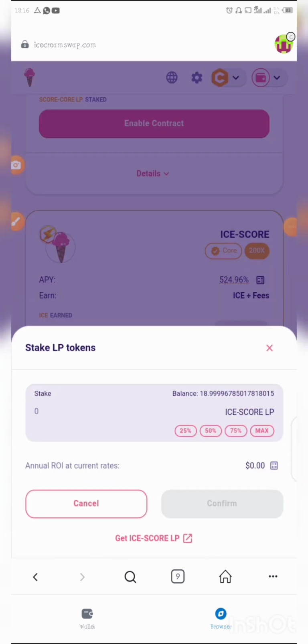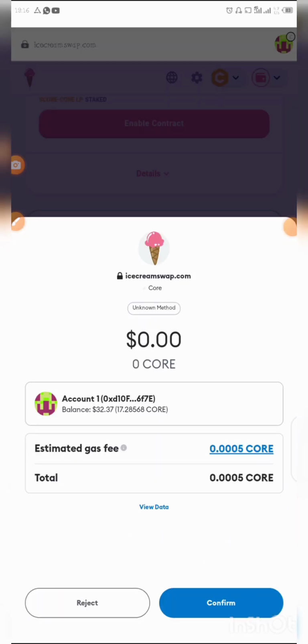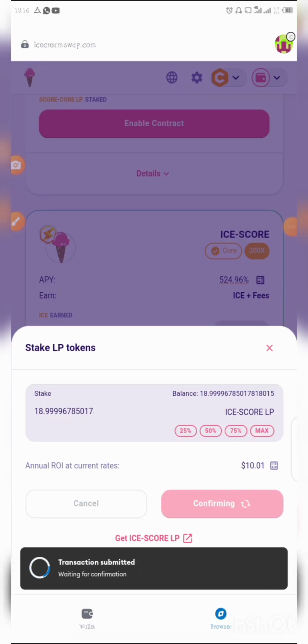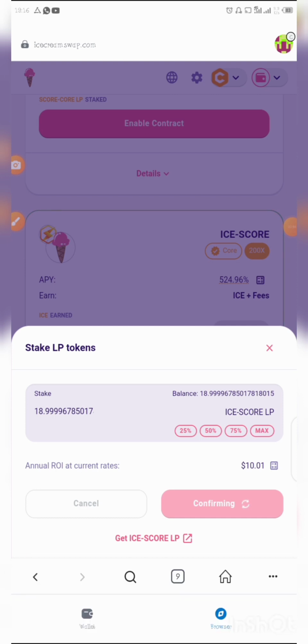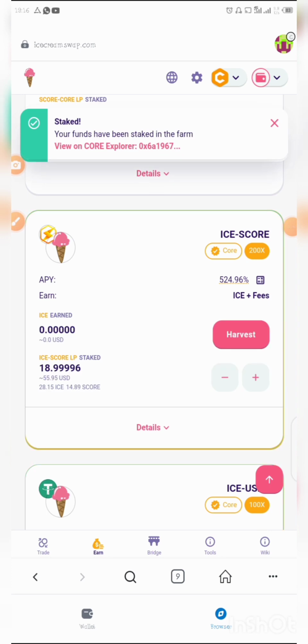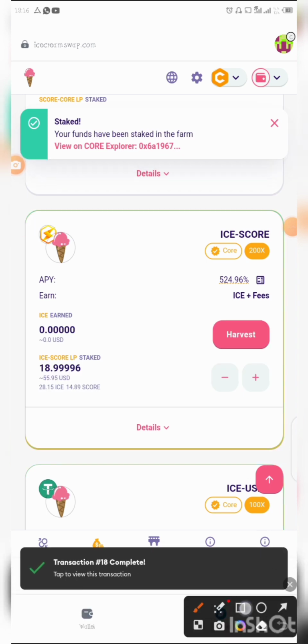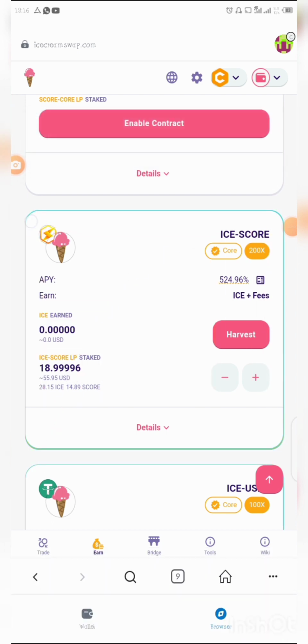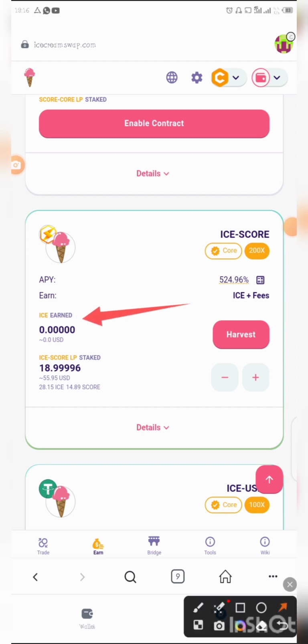We have balance of 18. Click on maximum, click on confirm. So it is confirming. Confirm the transaction. Okay, so transaction submitted. Okay guys, as you can see, it is staked. You see the box right here. The whole thing is there. It is staked. So as we are earning, our earning will be dropping here on ice.